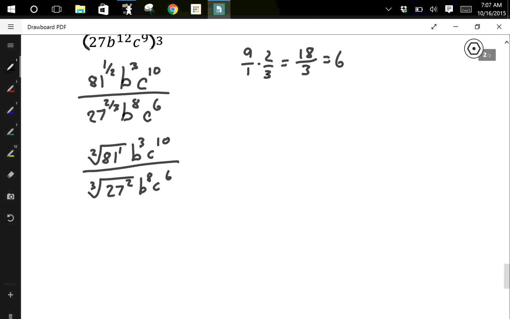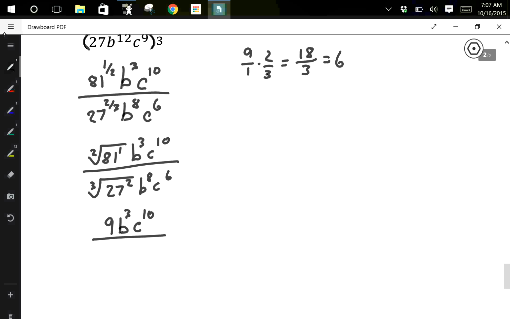Now what is the square root of 81? What number multiplied by itself equals 81? 9. 9 times 9 is 81. And since it's to the first power, it really doesn't matter. It just stays a 9. So that's 9 b to the third c to the 10th.